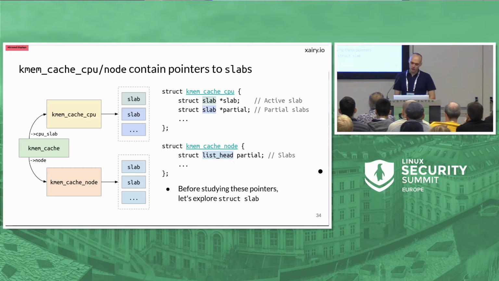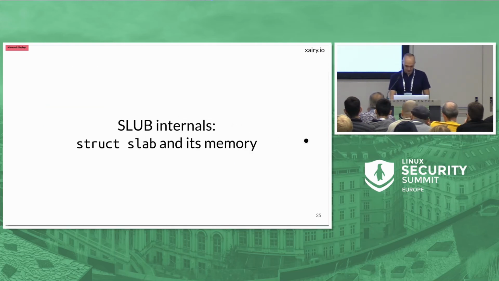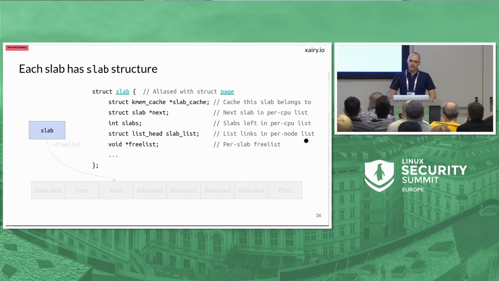Before I explain the difference between this slab pointer and the partial pointer, and the difference between CPU slabs and node slabs, let's study the struct slab in a bit more detail. This is the next part. For each slab that we have inside of the Linux kernel memory, we have a corresponding slab structure. And this structure is aliased with the page structure.